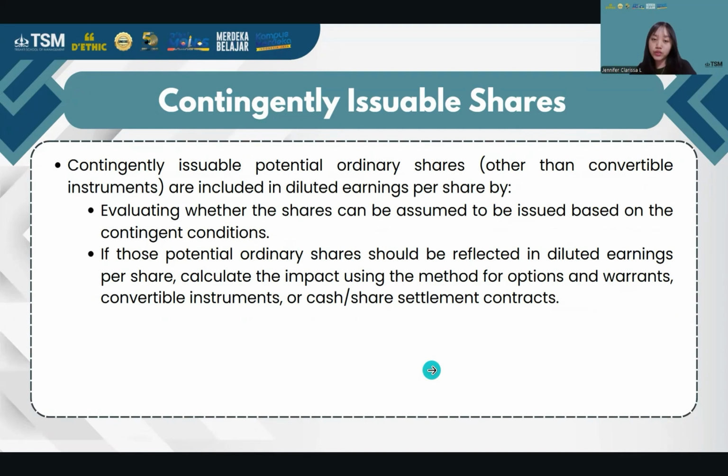Contingently issuable potential ordinary shares are included in diluted earnings per share by first evaluating whether the shares can be assumed to be issued based on the contingent conditions, and if those potential ordinary shares should be reflected in diluted earnings per share, calculate the impact using the method for options and warrants, convertible instruments, or cash or share settlement contracts.